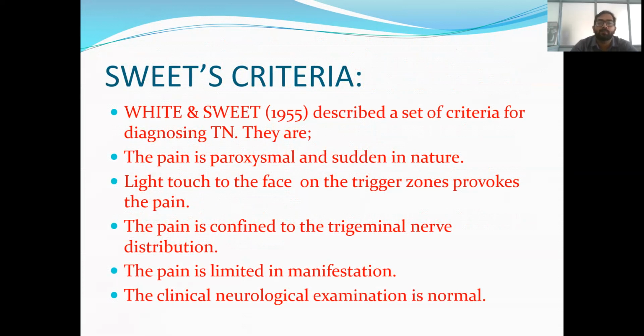Moving on to Sweet's criteria. White and Sweet, in 1955, described a set of criteria for diagnosing trigeminal neuralgia. The pain is paroxysmal and sudden in nature. Light touch on the trigger zones of the face provokes the pain, and the pain is confined to the trigeminal nerve distribution. The pain is limited in manifestation, and clinical and neurological examination is normal.